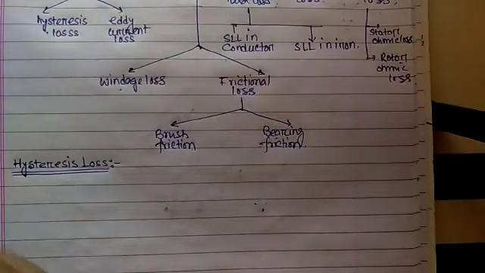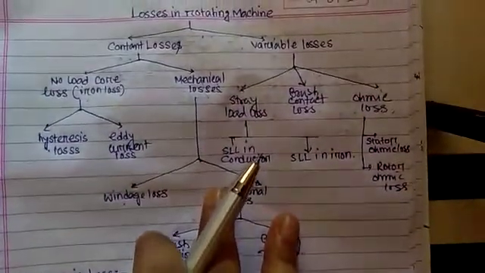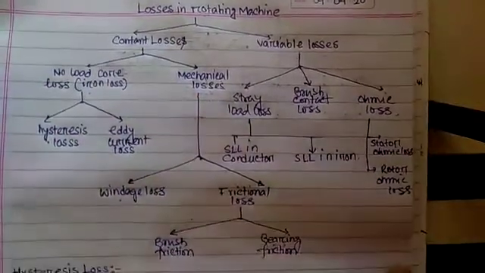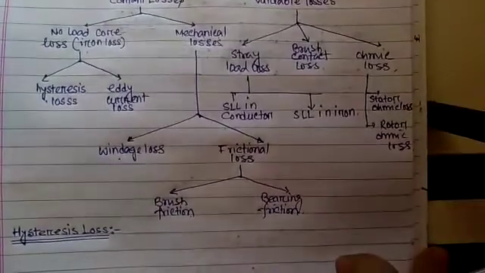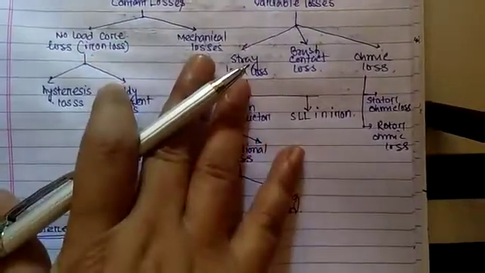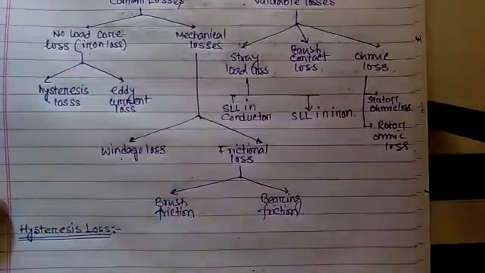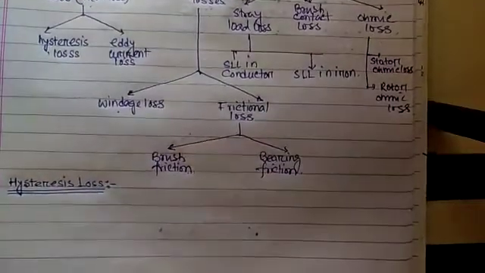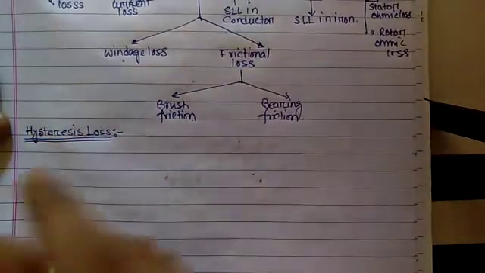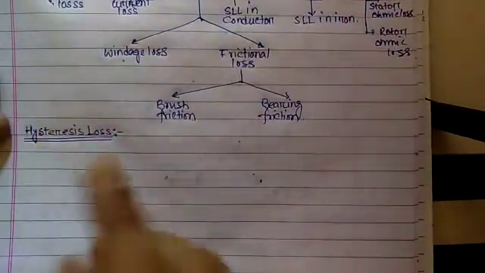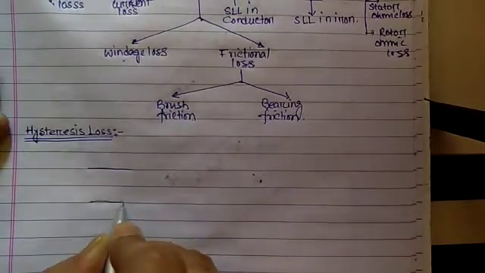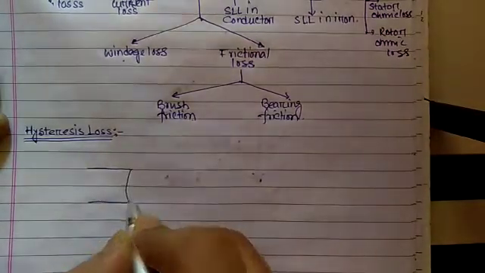So last class we discussed the losses in rotating machines, and there are several types of losses, that is no load loss, mechanical loss, etc. So what is hysteresis loss in DC machines? Considering a two-pole machine, suppose we consider a simple two-pole machine.